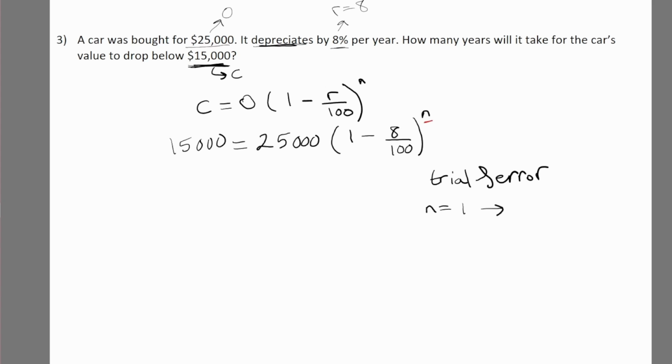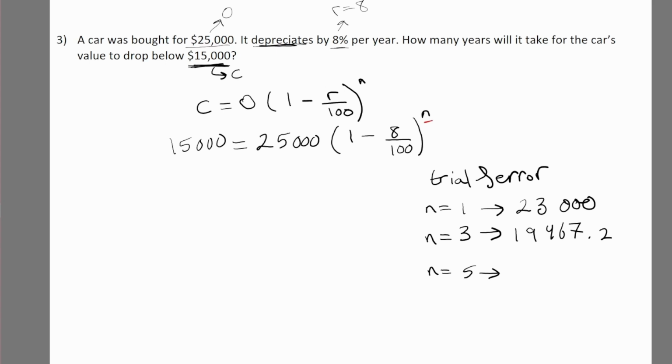When n is equal to 1, we get 23,000. What that means is that after 1 year, the value of the car went down to 23,000. Now, we want the value of the car to drop below 15,000. So I'm going to try n equal to 3. When n is equal to 3, we get 19,467.2. We're getting there.